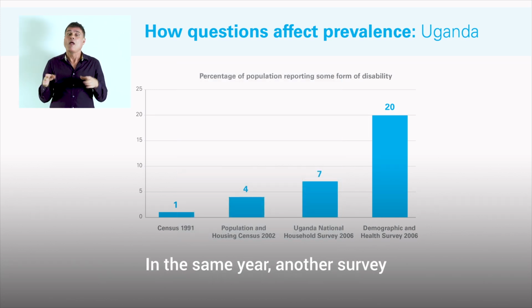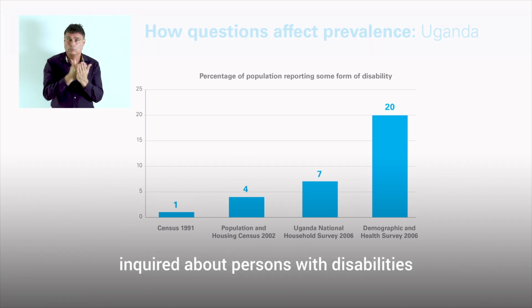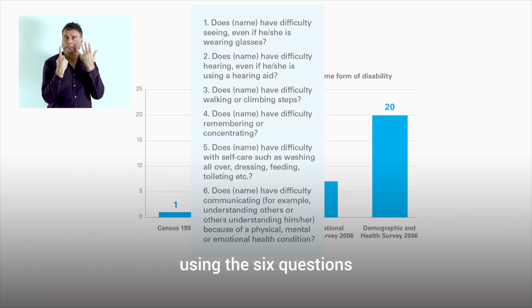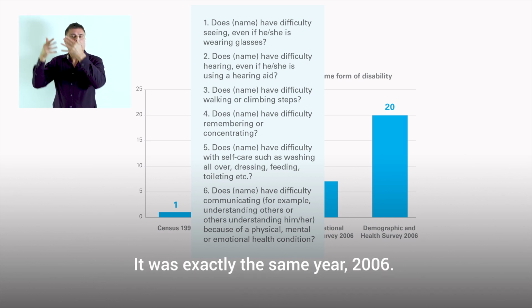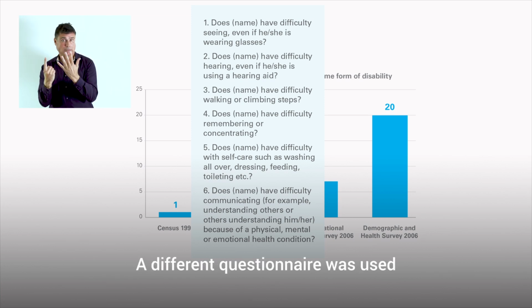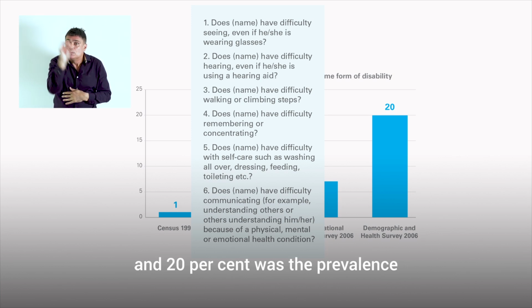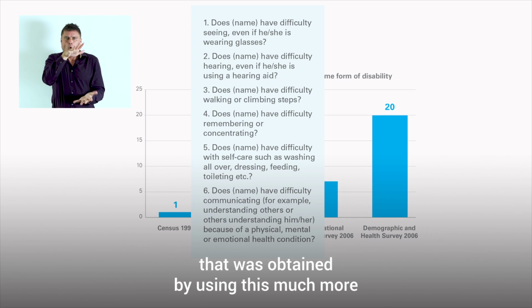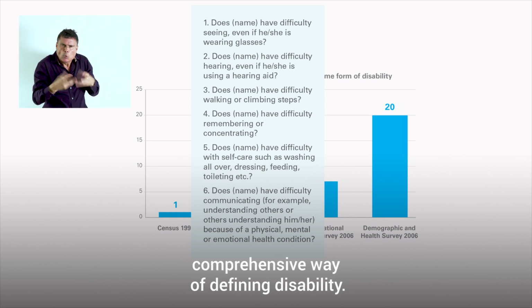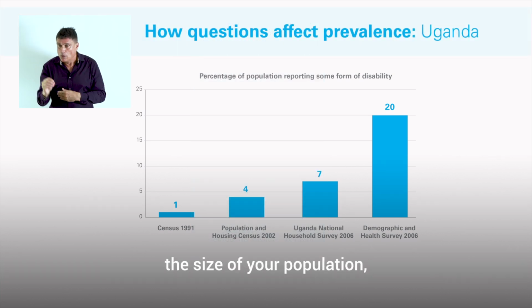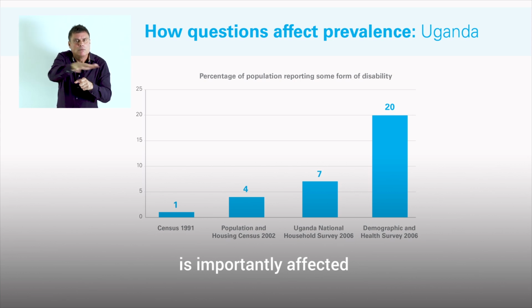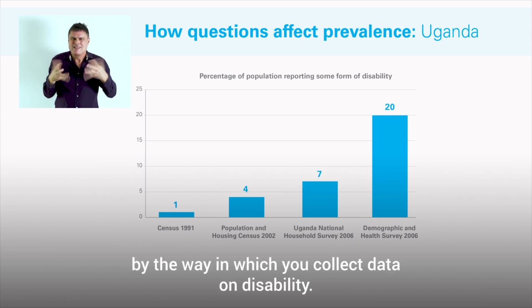In the same year, another survey inquired about persons with disabilities, using the 6 questions developed by the Washington Group on Disability Statistics. It was exactly the same year, 2006. A different questionnaire was used, and 20% was the prevalence that was obtained by using this much more comprehensive way of defining disability. So as you can see, the scope of the problem, the size of your population, is importantly affected by the way in which you collect data on disability.